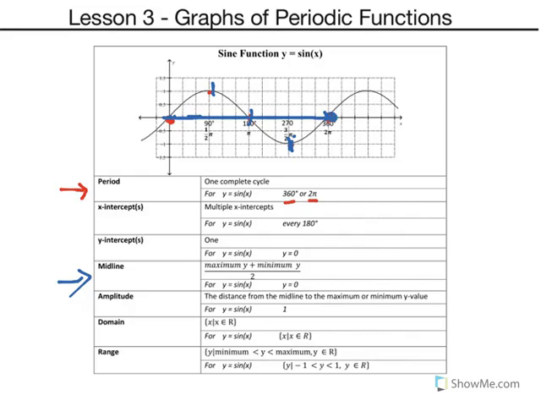The amplitude is this distance right here, how far it goes to go up to your maximum or down to your minimum. For a normal y equals sine x graph, the amplitude is 1. The domain will be x is a real number, or however long it's telling you to go. And the range will always be between your maximum and minimum points.